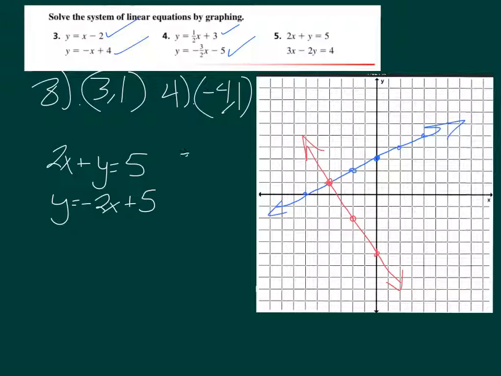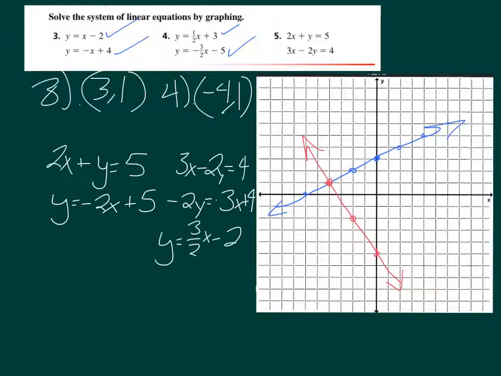The second equation, 3x minus 2y equals 4. I subtract the 3x, I get negative 2y equals negative 3x plus 4. I divide everything by negative 2. I get y equals 3 over 2x minus 2.